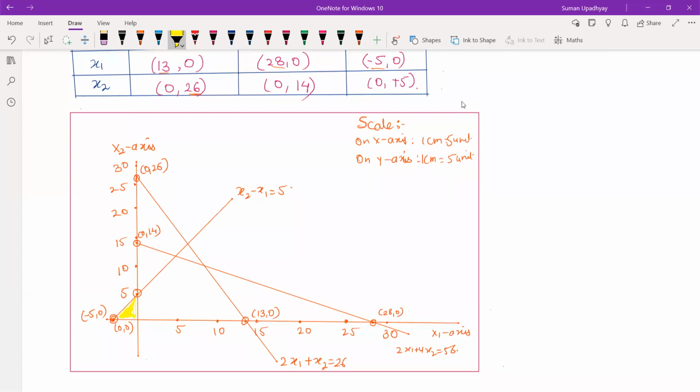Hello, am I audible? Yes, ma'am. My question is, can this be a common region? No, ma'am. Why? Because of the non-negative restriction. Because both the coordinates are positive, so it is in the first quadrant, so this can never be in this quadrant.